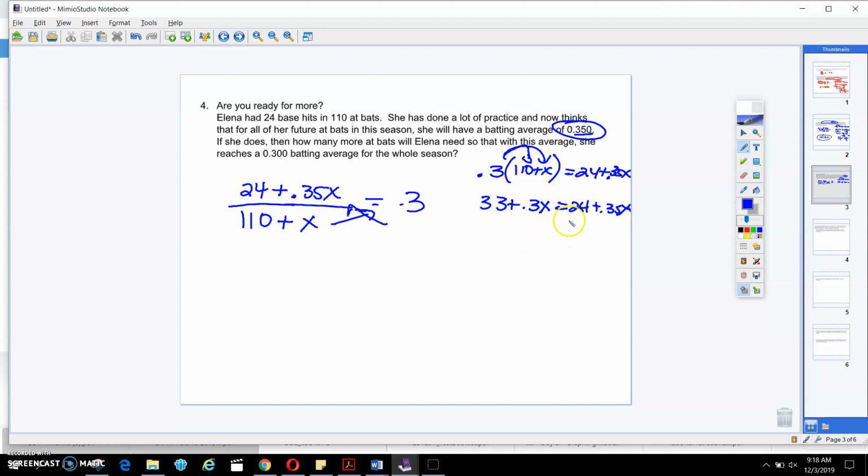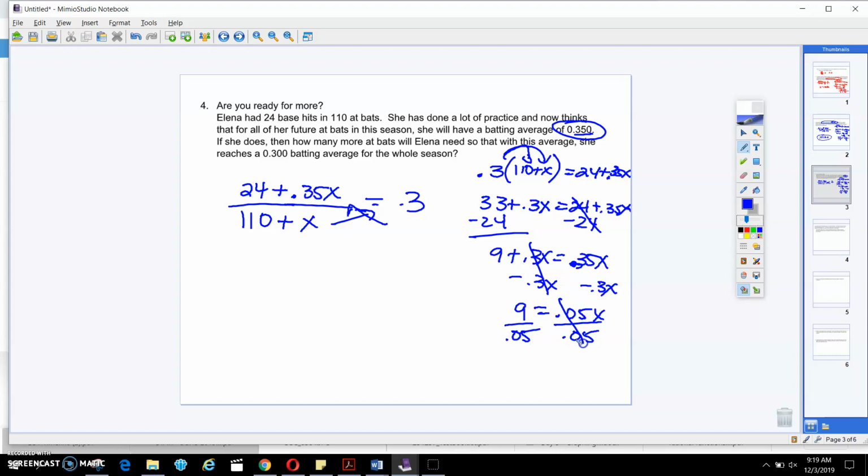Okay, so now I'm going to solve. So I'm going to subtract 24 from both sides, and that's going to give me 9 over here, plus 0.3x equals 0.35x over here. I'm going to subtract 0.3x from both sides, and that's going to give me 9 equals 0.05x. We're going to divide by 0.05 on both sides, and that's going to give me x equals 180.